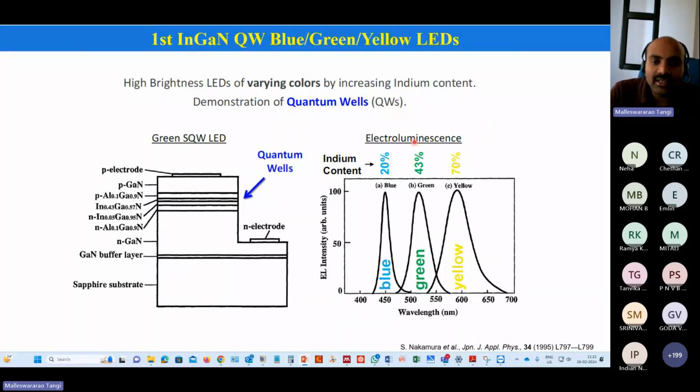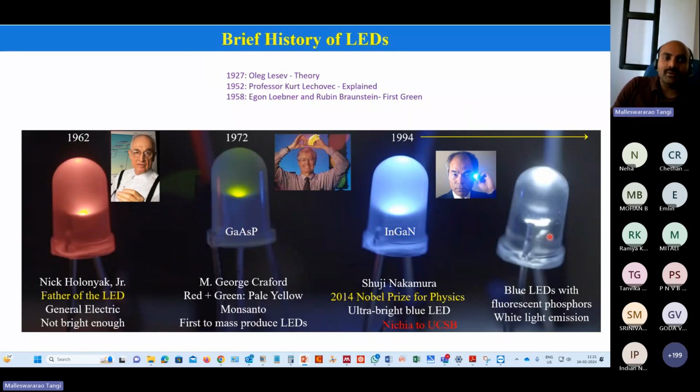So here, as you can see, he used a p-type and n-type junction, and in between an InGaN quantum well was used as the active region. By changing the indium composition of this active region, you can tune the emission wavelength from the gallium nitride band gap of 3.4 to the indium nitride band gap of 0.67 electron volts. But the problem is, when you incorporate more indium, it will have some other issues. We will discuss that as well. So this is a brief history of light emitting diodes.